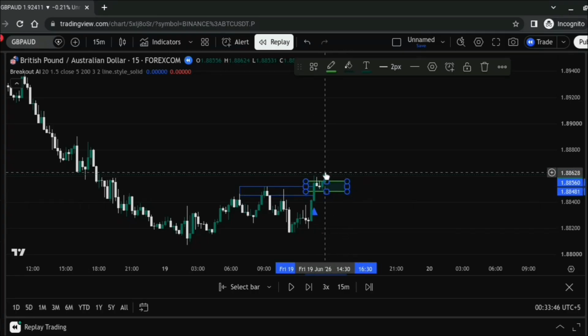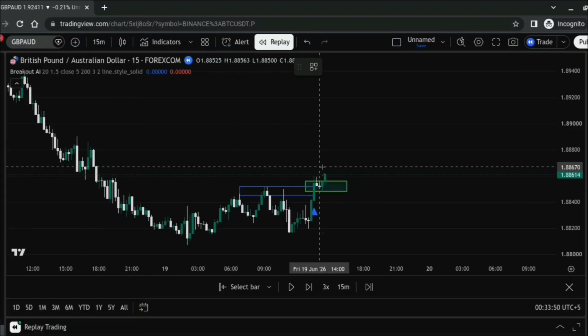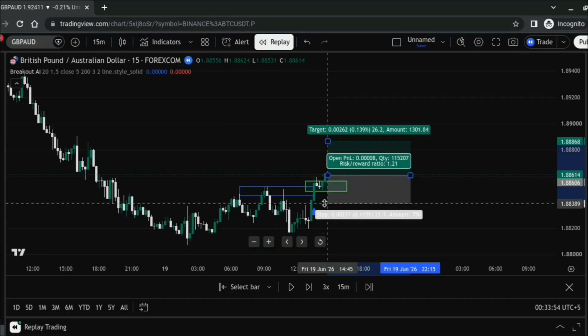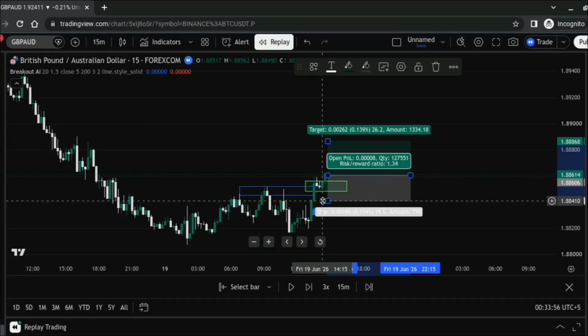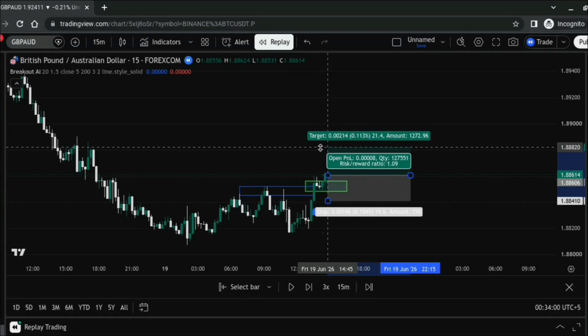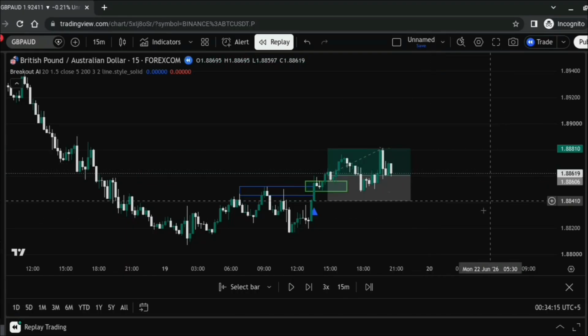Now on the closure of a bullish candle above, it shows that it has continued to go up. We're gonna put our stop loss below the breakout candle and TP at least one by one once again. Let's see this time if it plays out well or not. Once again our take profit is hit.